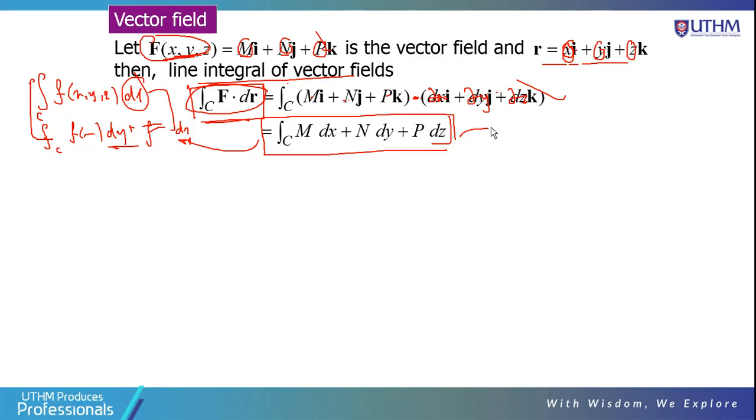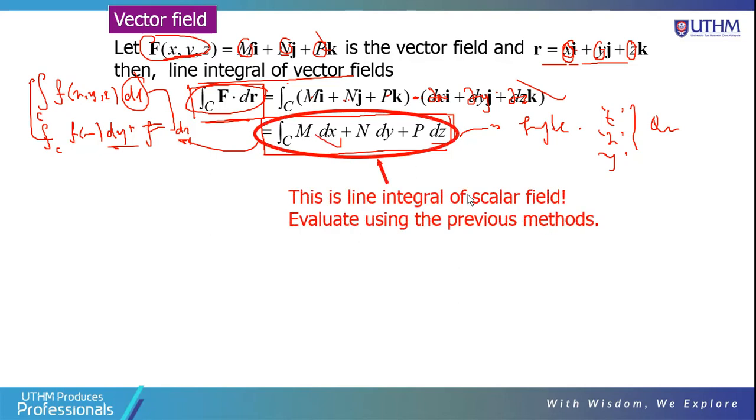We need to change it to a single variable, either in the parametric term t, or x or y, depending on the question. We change it to a single variable. We have already learned how; it is the same as the previous method. So let's say we have an example.